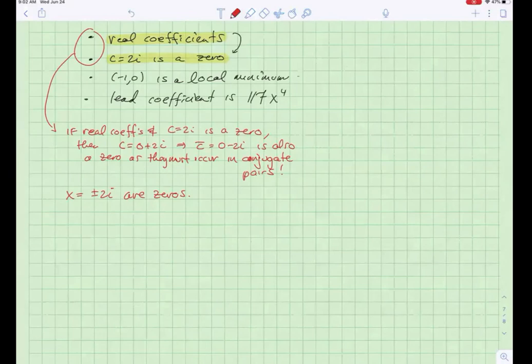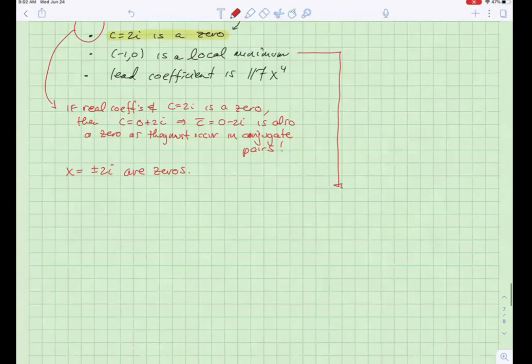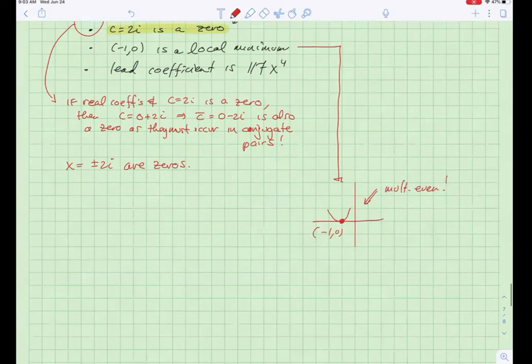The next piece of information we have is the fact that negative 1, 0 is a local minimum. So what does that mean? Well, as far as a little graph is concerned, negative 1, 0 being a local minimum would mean that it would have to come down and touch that point and go back up. That means that we have even multiplicity there.